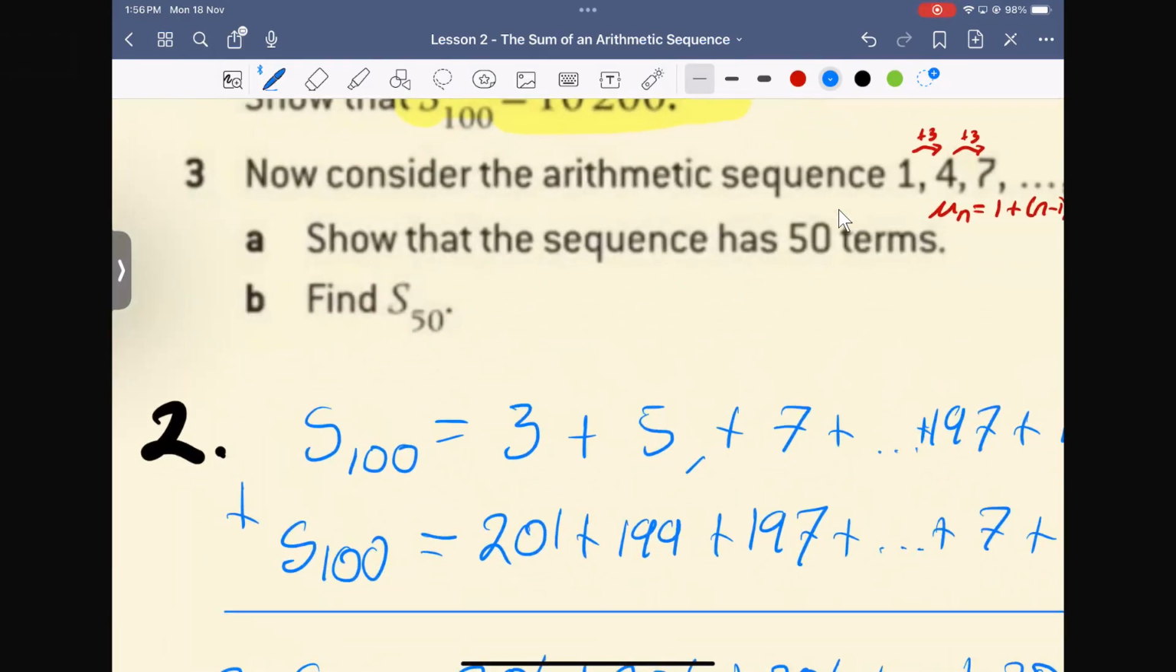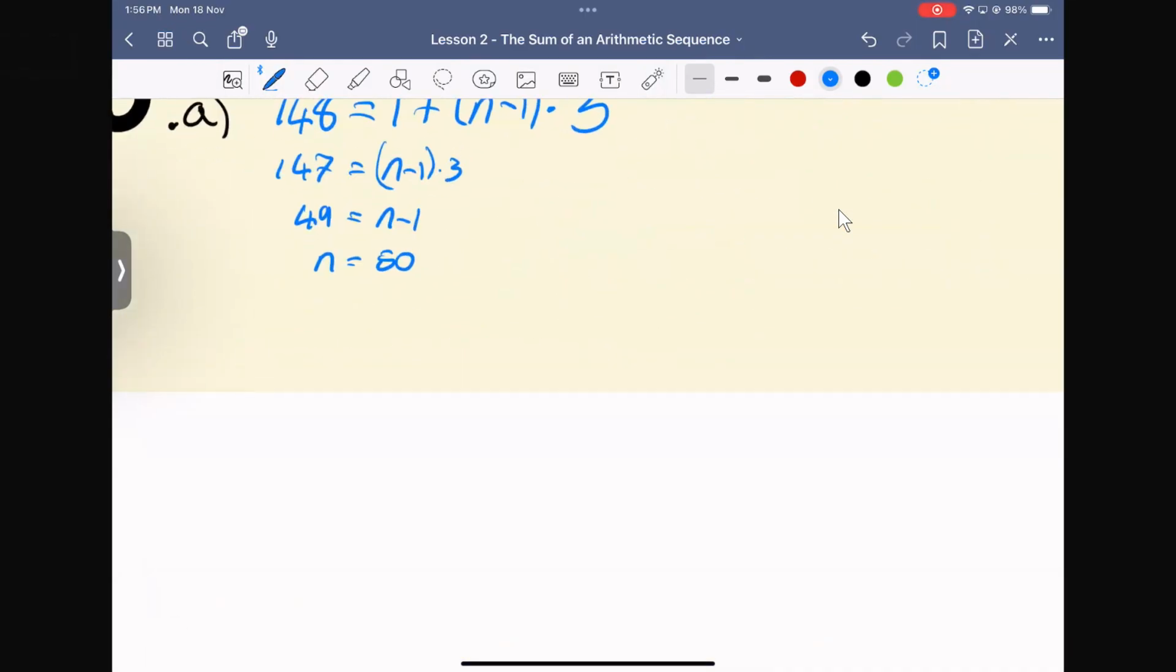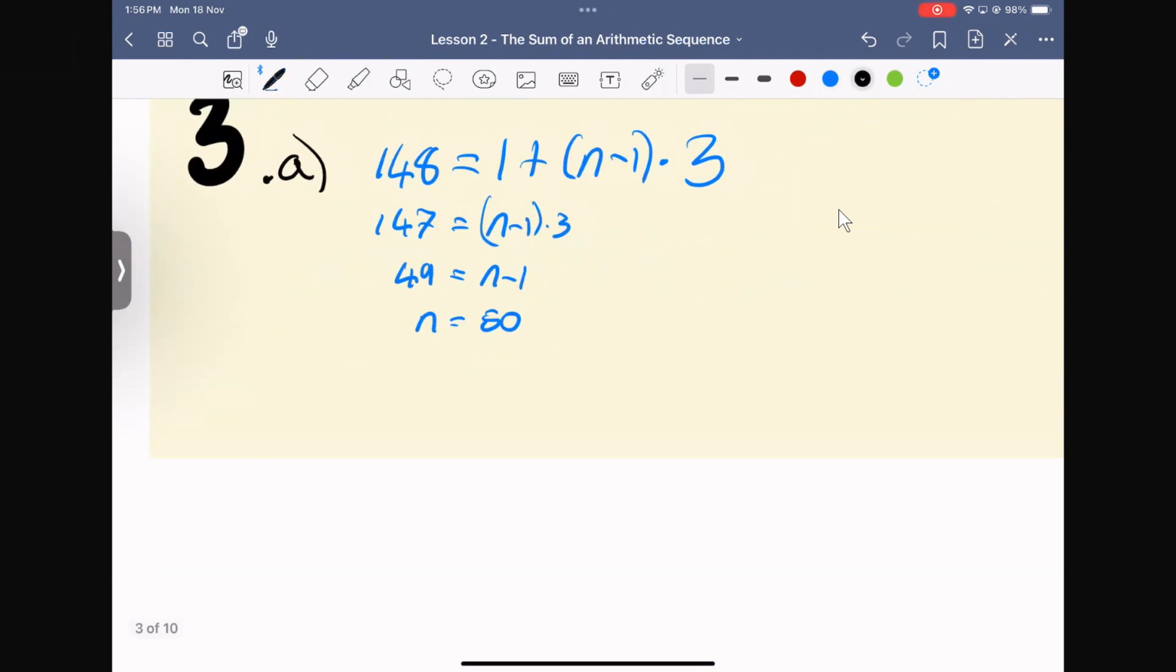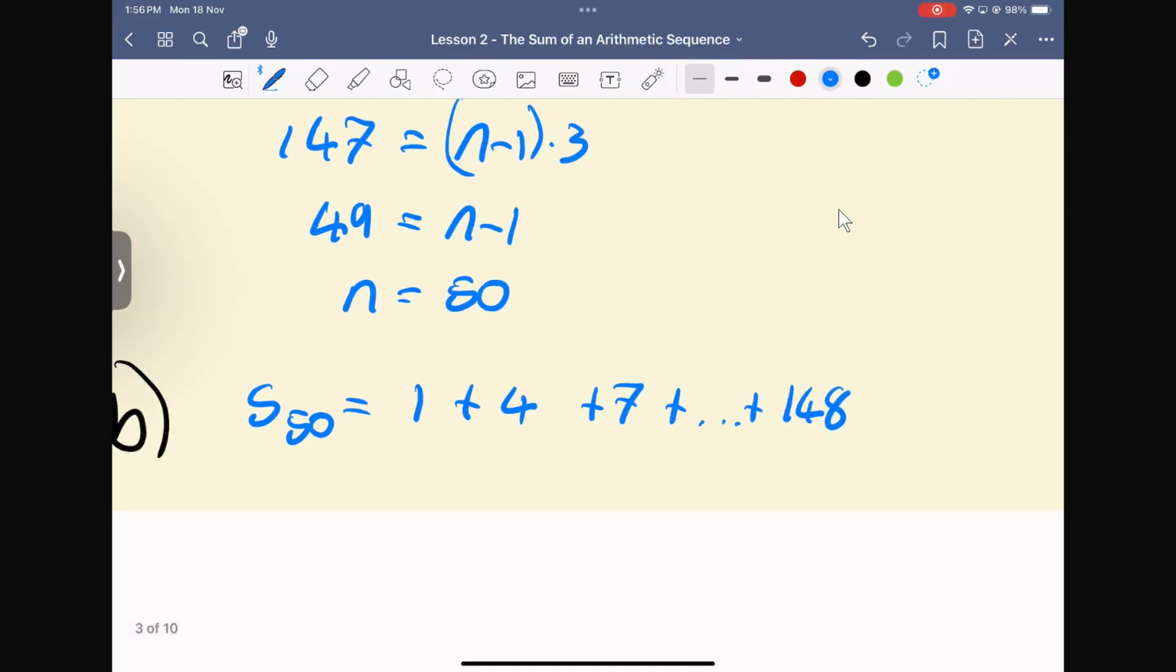Find the sum of the 50 terms. So we go from 1 up by 3 to 148. So in B, we want this time to find the sum of 50 terms. We go 1 plus 4 plus 7 plus ... 148. We do our special trick of taking the first 50 terms, adding them together.